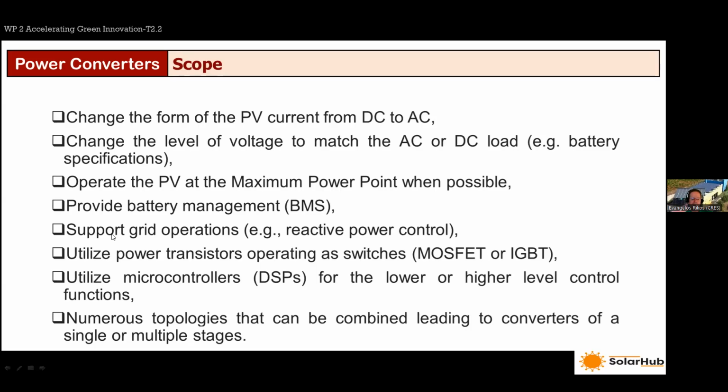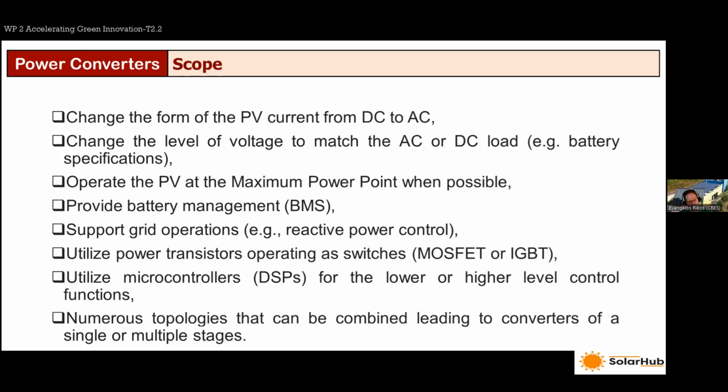In order to optimize the battery operation, whenever a battery is used, these converters perform battery management. They run the charging and discharging phases of the battery and the use of the load. They disconnect or reconnect the load depending on the state of charge of the battery, to be more precise. When converters are connected to the grid, they can also provide support operations to the grid, like reactive power control.